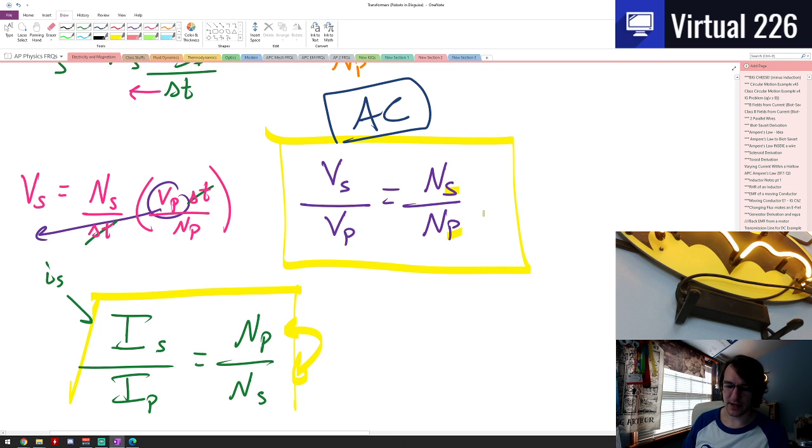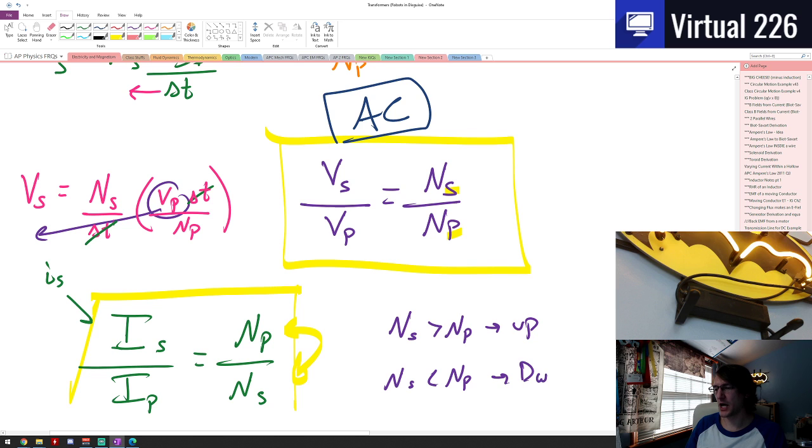And like I said, if you are stepping up, you're increasing your voltage. If you're stepping down, you're decreasing it. Traditionally what this means is that if your secondary coils are greater than your primary coils, then you have a step up. Likewise, if your secondaries are less than the primaries, you are step down. Okay? So that's just what's going on there.